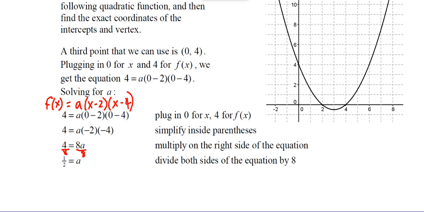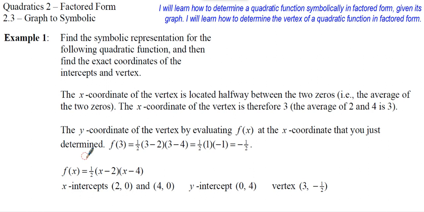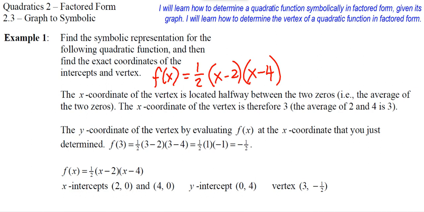Therefore, let's go back there. Therefore, our equation is going to be f of x, our final symbolic representation. F of x, instead of a, I'm no longer going to write a because I know that the a value is 1/2. X minus 2 and x minus 4. Okay? And remember, we were told to get all the intercepts and the vertex. So I already have my x-intercepts. That's already given in the graph. I already have my y-intercept. That's already given in the graph.